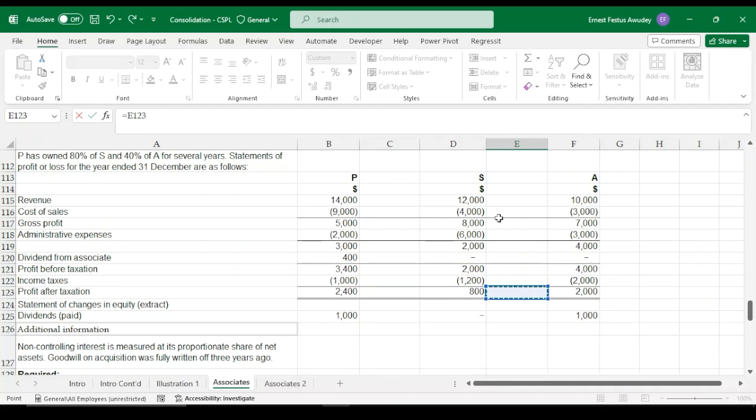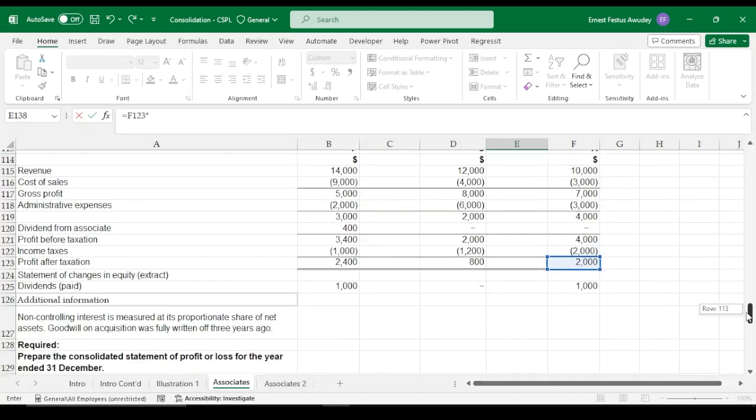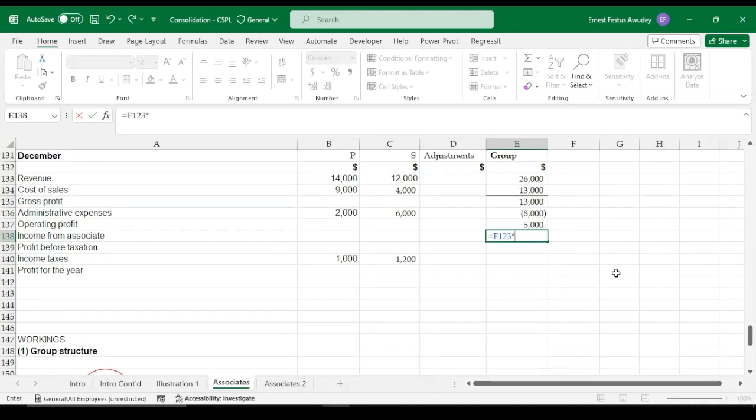Now the associate's profit after tax is 2,000, as we have here. We are going to pick that figure and multiply it by the percentage holding of the parent within the associate, and that is 40%, so 0.4.